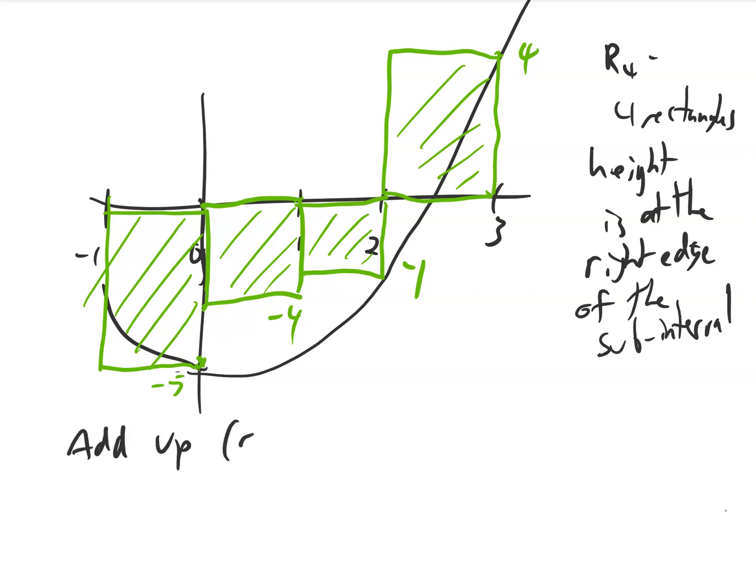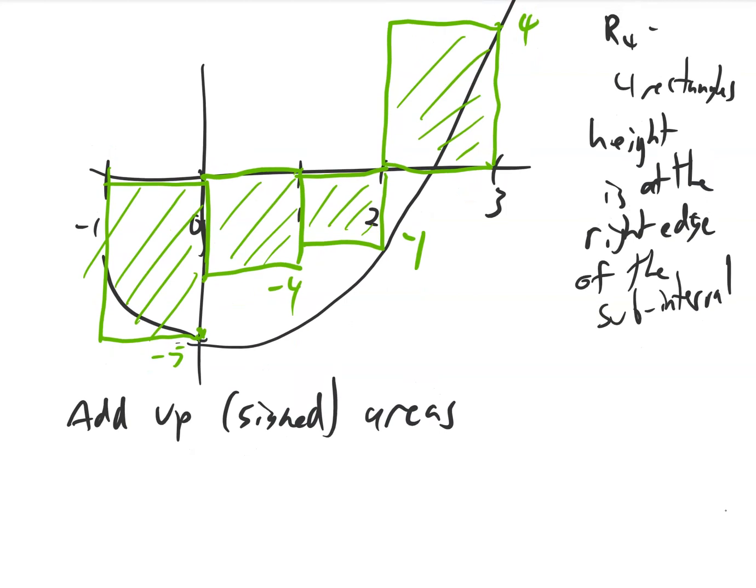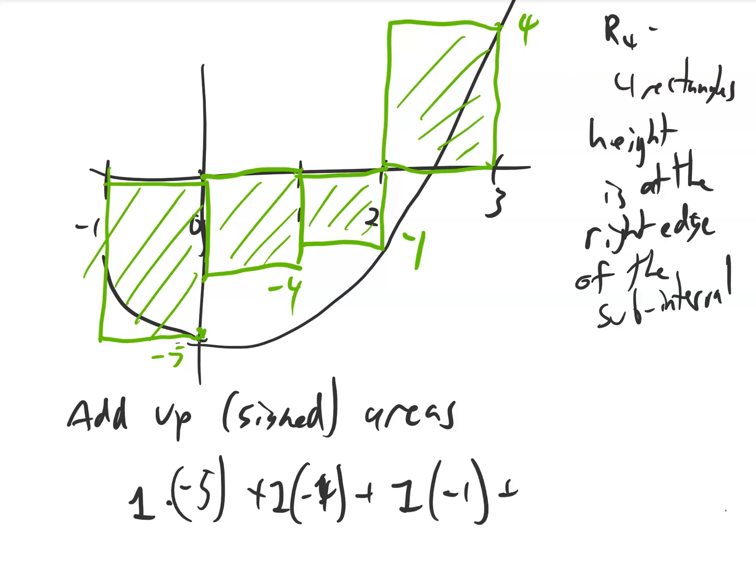All right, now we add up the signed areas. What do I mean by signed areas? I mean some of these will be negative because they're below the x-axis. So the first one has a base of 1 times a height of -5, plus the second one has a base of 1 times a height of -4, plus the third one has a base of 1 times a height of -1, and the last one has a height of 4, they all have base of 1.